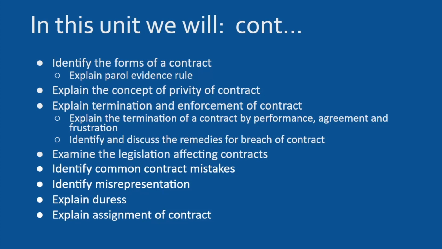We're going to look at common mistakes in contract. I didn't cross a T or dot an I, or my spell checker didn't work right, or I didn't put a decimal place in the right place. Those things can affect the contract and can spoil it.